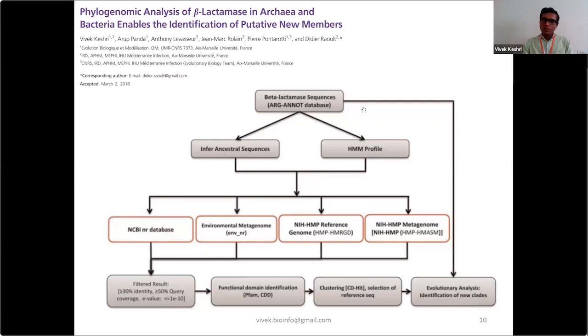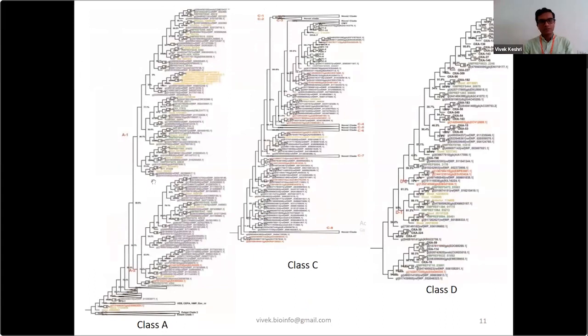So I created the comprehensive evolutionary analysis. I created the phylogenetic tree of the complete beta-lactamase enzyme with the help of extant as well as novel sequences. Here in this tree, you can see that I created the phylogenetic trees separately for class A, C, and D, and all these are related to serine beta-lactamase.